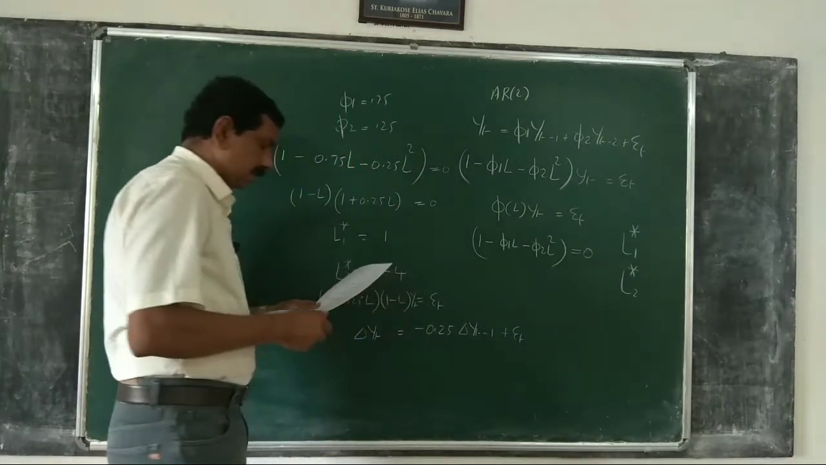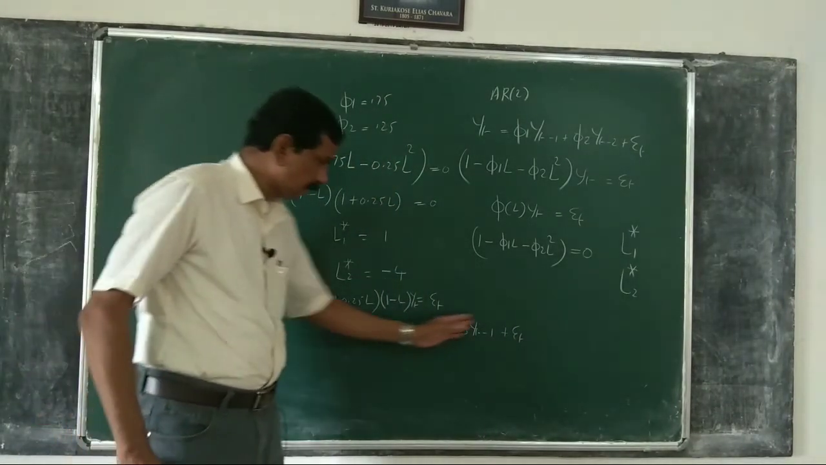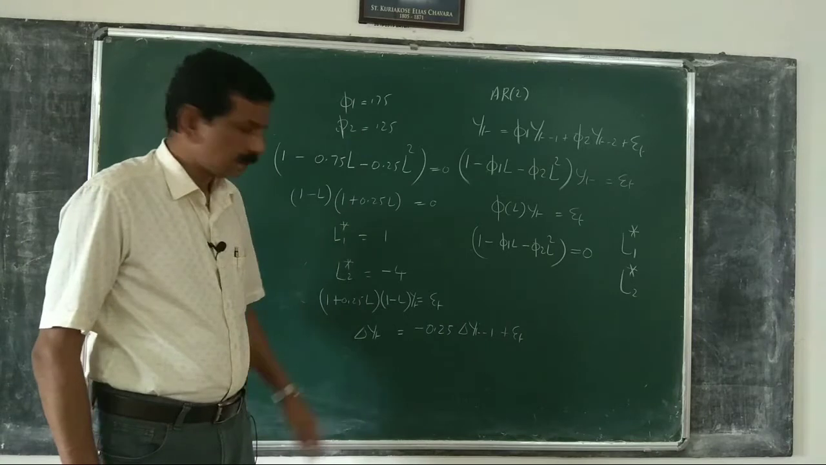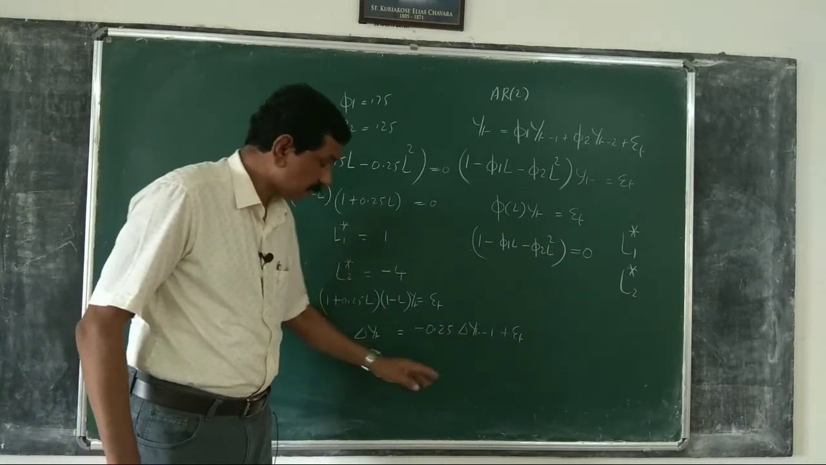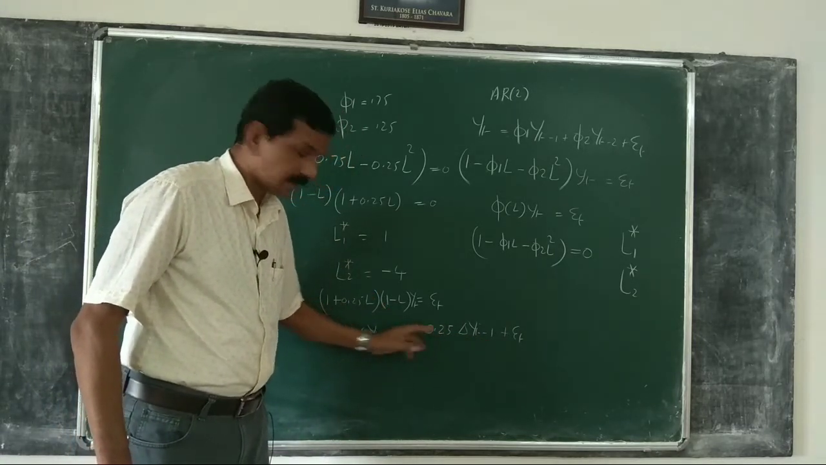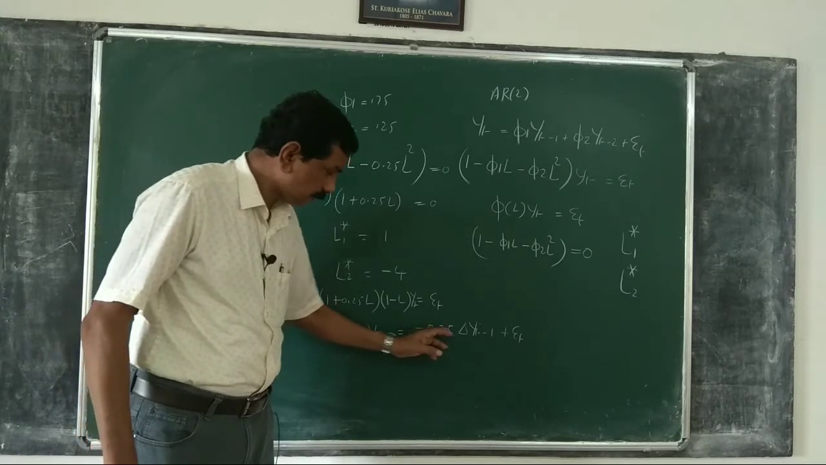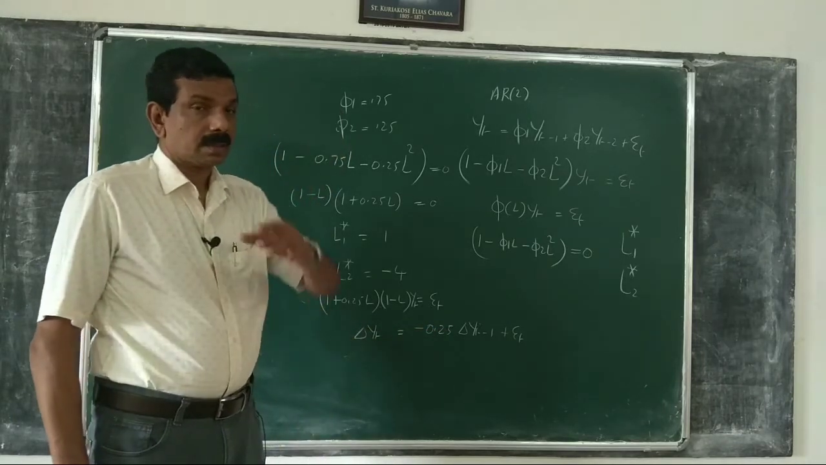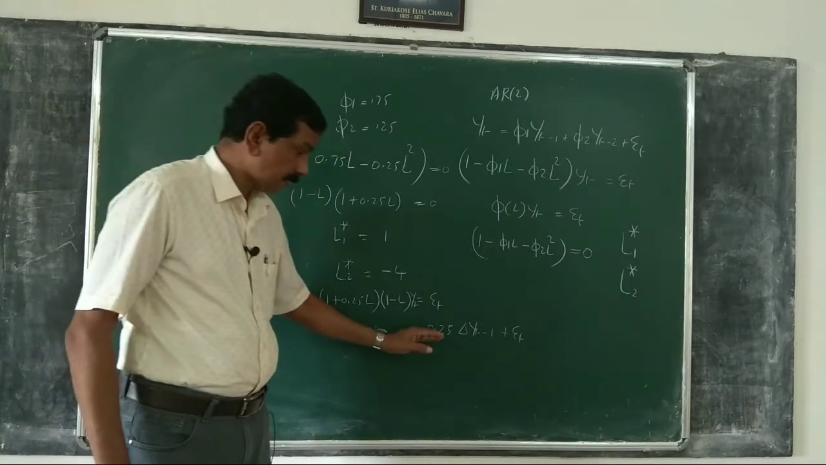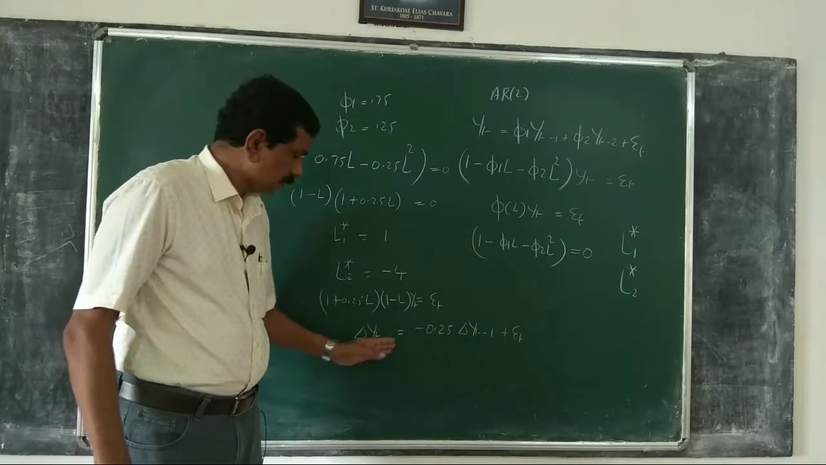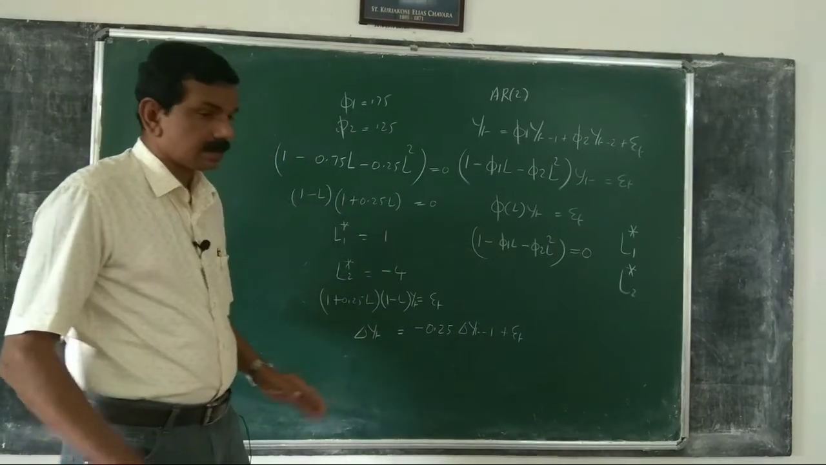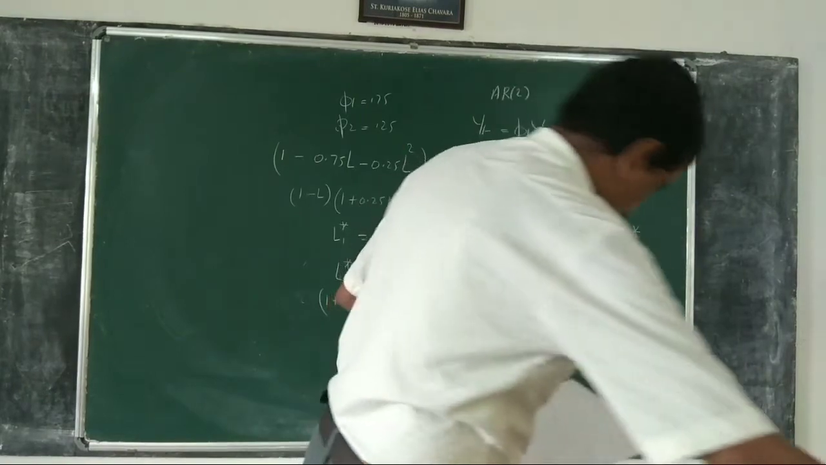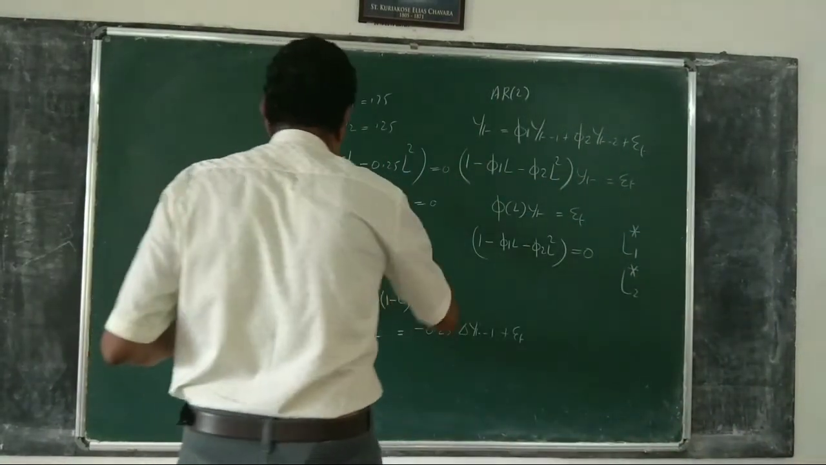Now as you can see, the model in first differences is stable, stationary, because the value of phi1 is minus 0.25. The condition for stationarity is satisfied. So the model in first difference is stationary. Now consider another case.